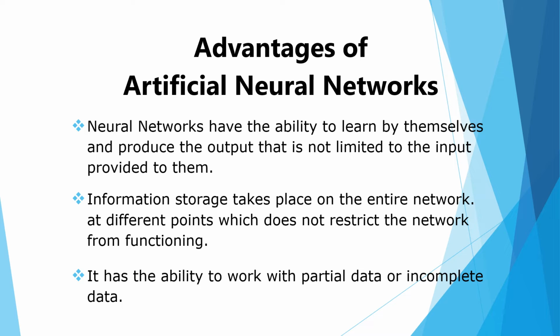Artificial neural networks have many advantages. They have the ability to learn by themselves, and they produce output that is sometimes unbelievable, and it is not limited to a certain area. Information storage takes place on the entire network at different points, so it does not restrict the functioning of the network. Suppose there are problems in some nodes, then it does not affect the functioning of other nodes.